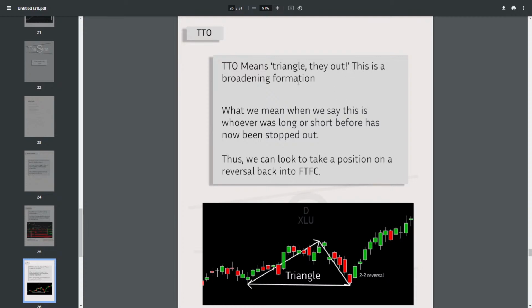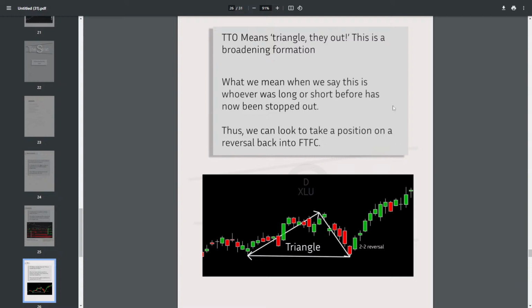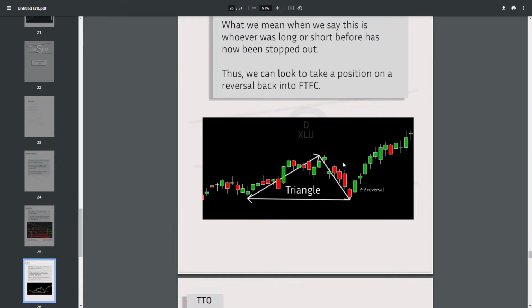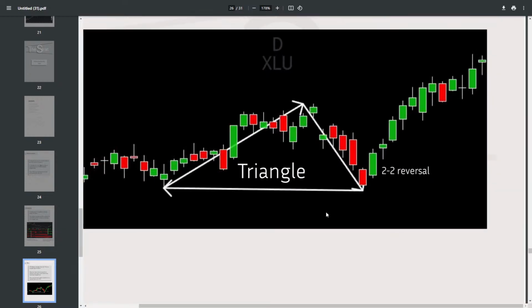This is a broadening formation. So what we mean when we say this is whoever was long or short before has now been stopped out. And thus, we can look to take a position on a reversal back into continuity. And the reason we call it a triangle or a broadening formation, specifically a triangle though, is because we can draw the triangle.